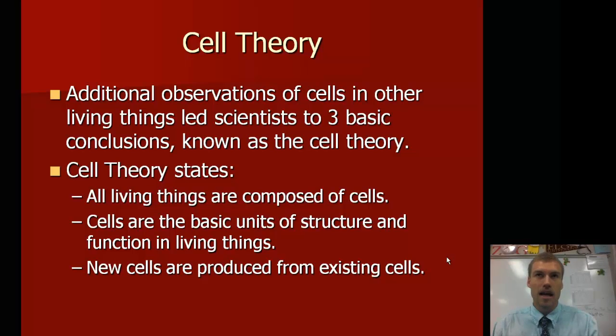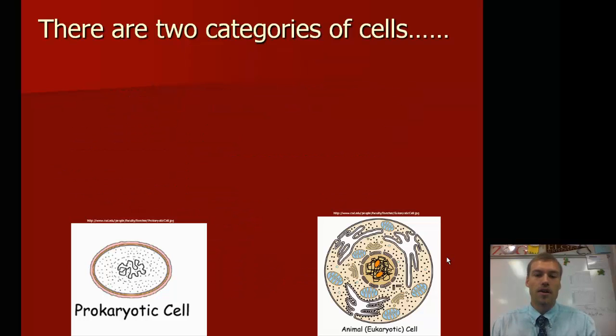Now, this leads us to some issues of where did the first cell come from, and we'll discuss that more once we get to our evolution unit. So there are 2 categories of cells.